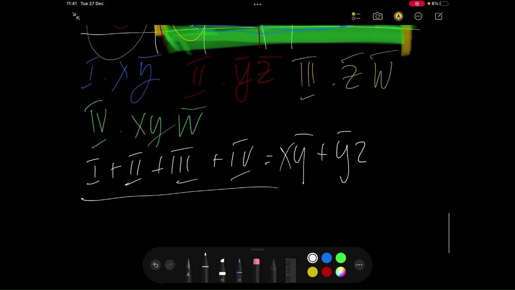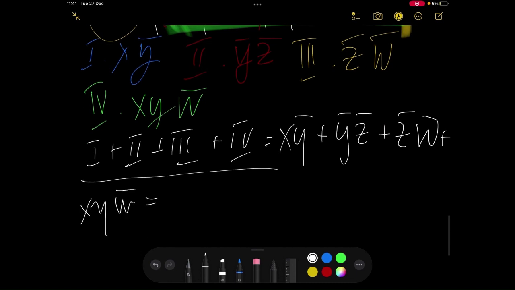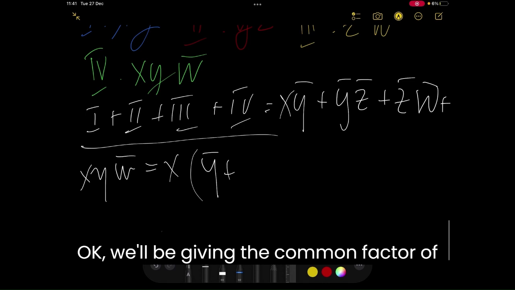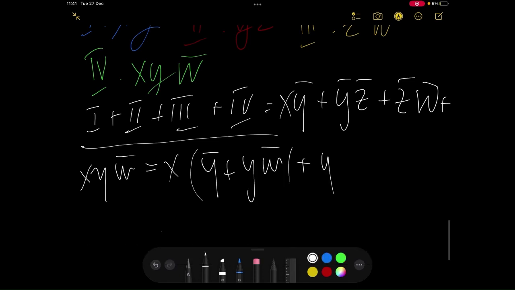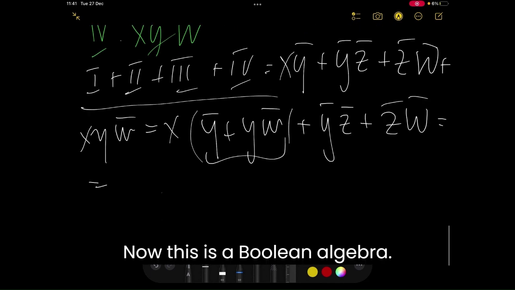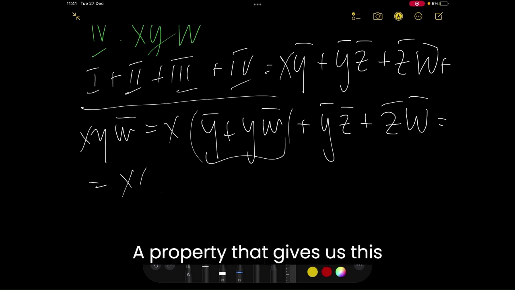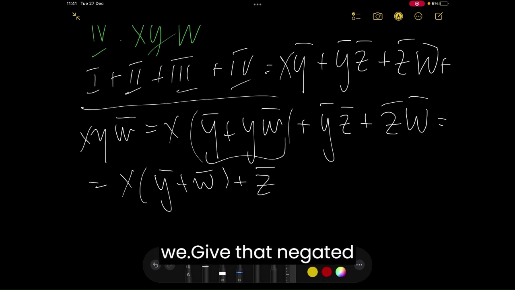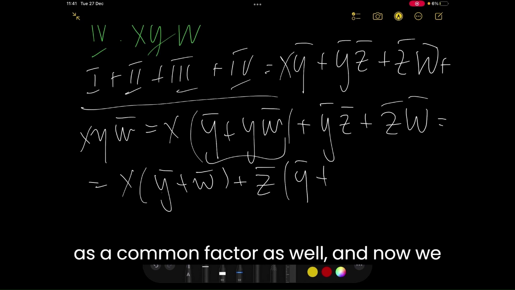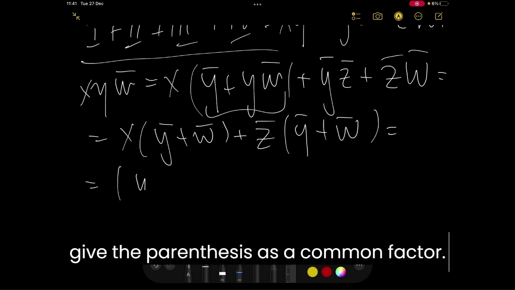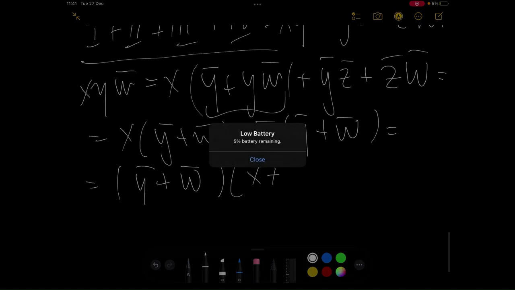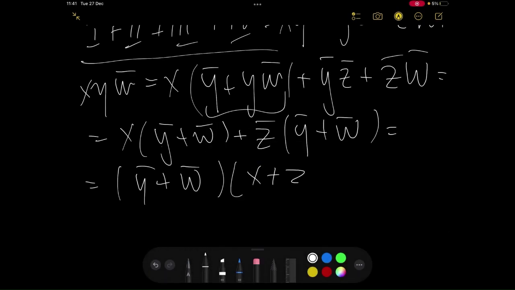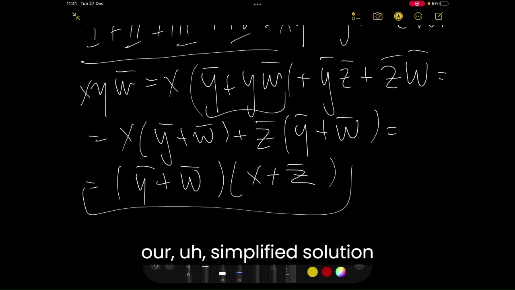Okay, we'll be giving the common factor of the first and the last one, then just copy the other two. Now this is a Boolean algebra property that gives us this relation. And now here we give Z negated as a common factor as well. And now we give the parentheses as a common factor. And this is our simplified solution of the K-map.